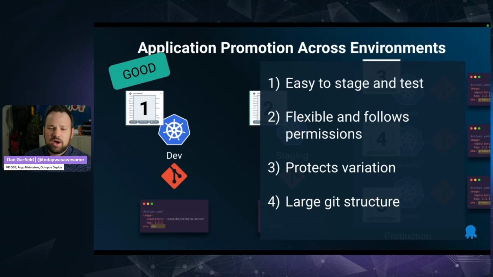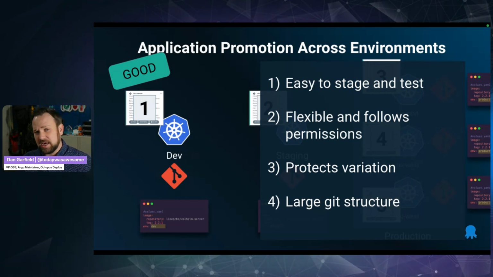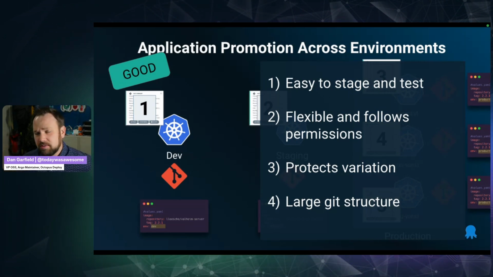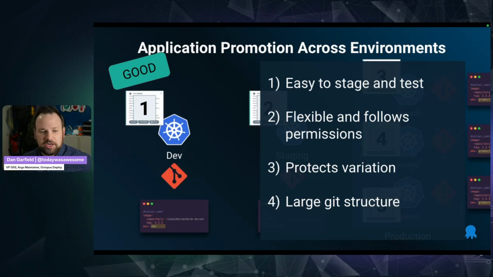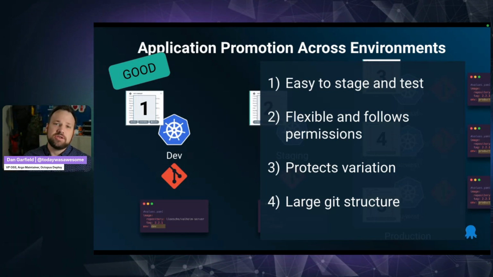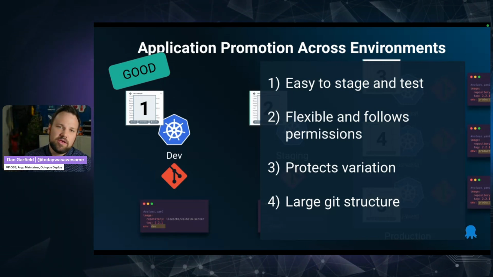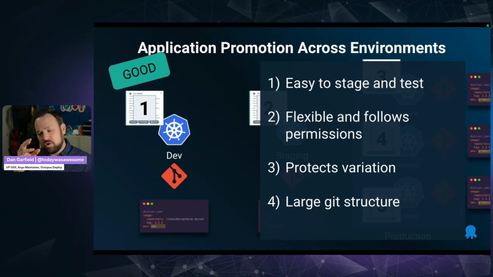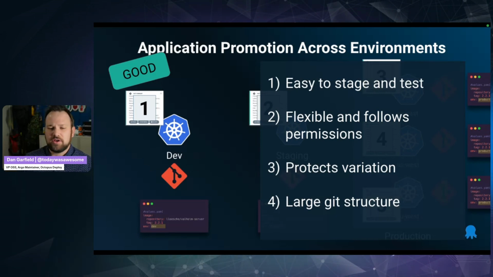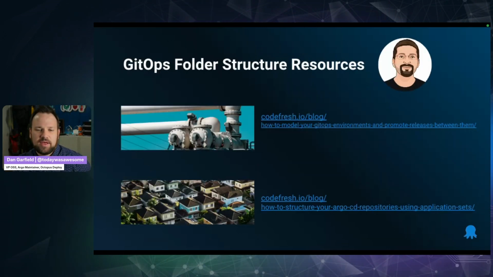And one potential downside is you kind of have a large Git structure to manage, because you could imagine if you had 75 environments, you now have 75 individual values files potentially that you would need to manage. So that does need automation if you're gonna do that. And so that's actually what we're gonna talk about today.